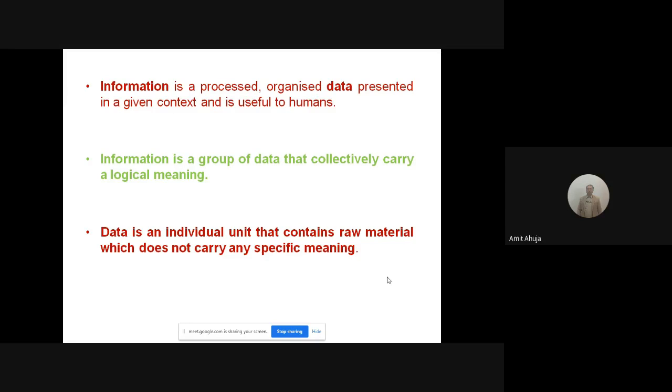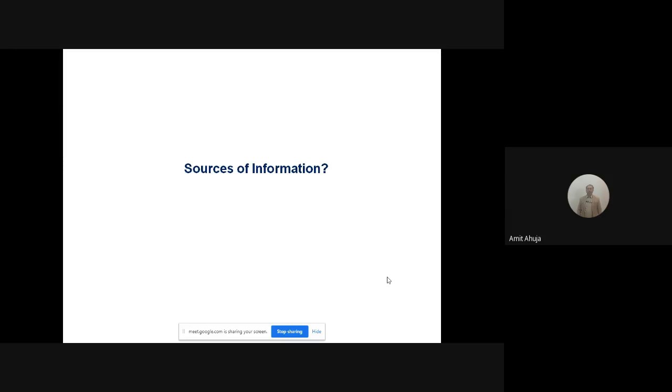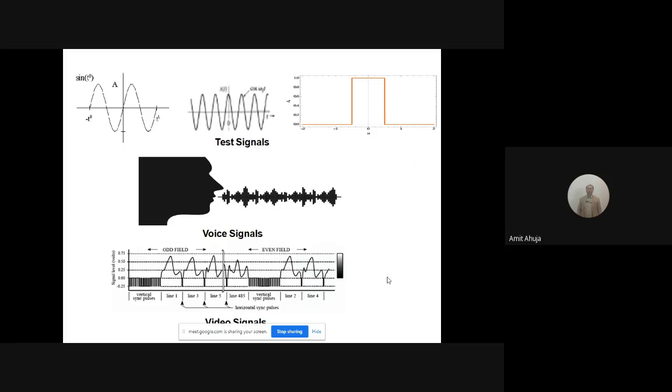So now another important thing is, what are the sources of information? As we discussed, there can be various sources of information. So one of the sources of information is the test signals. So what are the test signals and why do we want these test signals? Test signals are not of much importance as far as practical communication is concerned. They are just put up for testing the system, maybe for a theoretical analysis or maybe a practical analysis, but not of practical importance.